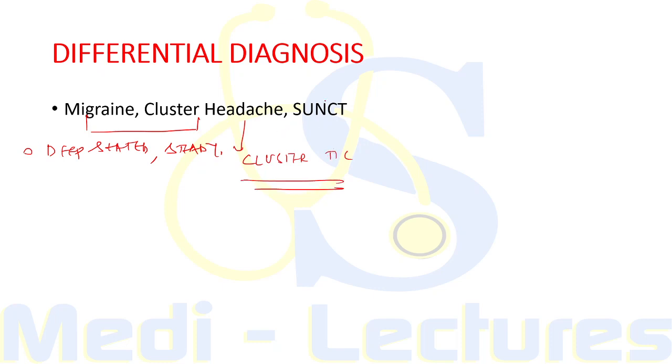Now, SUNCT is very confusing with trigeminal neuralgia because it is also short lasting like trigeminal neuralgia, but this will have associated autonomic features like lacrimation and nasal congestion and ear fullness.